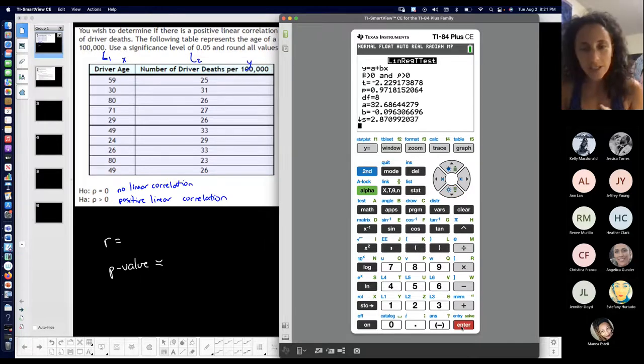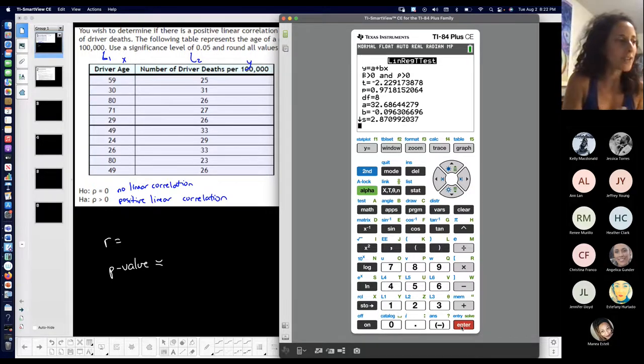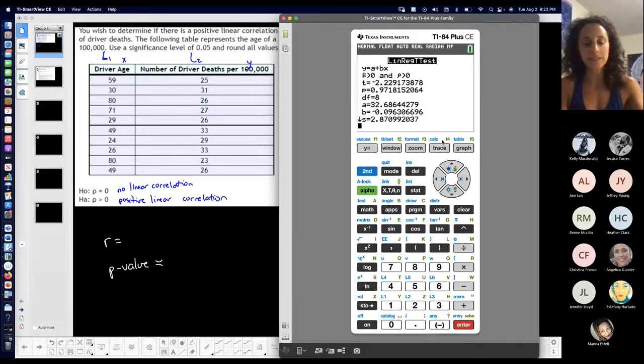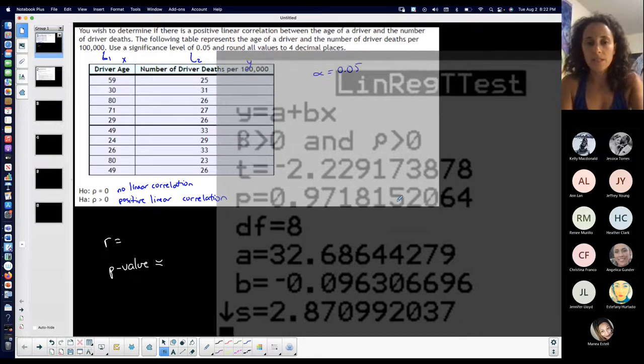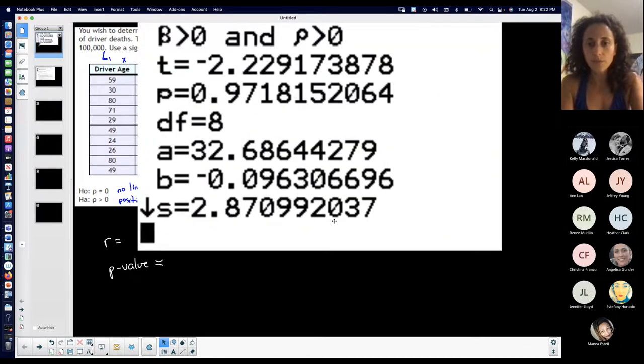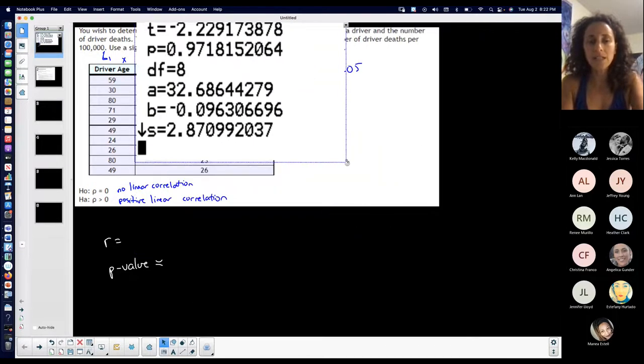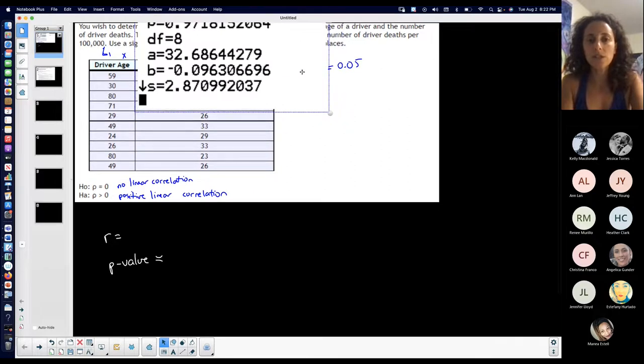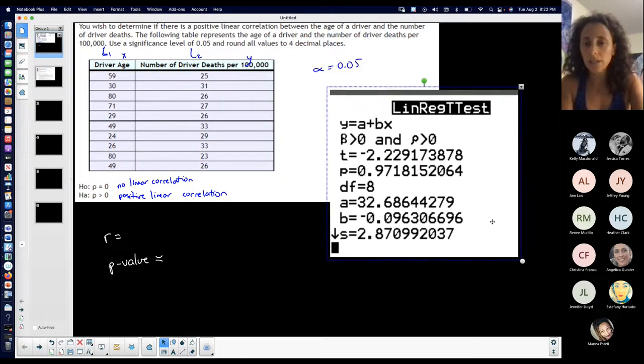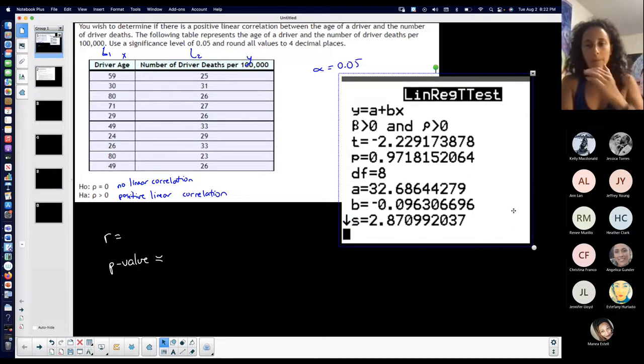Now there's more here than is required of you as well. I don't think you're ever asked for a test statistic, but the test statistic is here. I'll take this and put it here. So this is my output. Some of this you will need depending on the situation, and some of it you won't. Like in this one, we're not gonna need some of this.